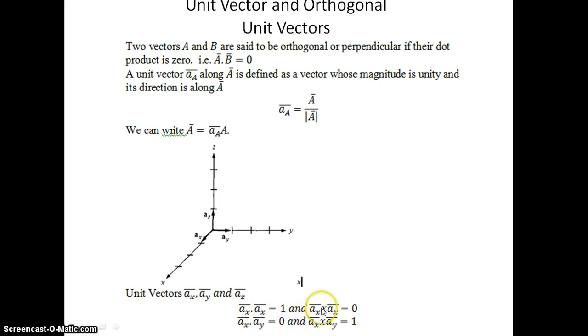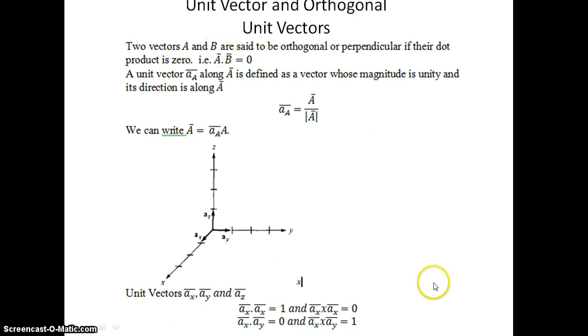When you consider Ax cross Ax, it is Ax sin theta. The angle between the two vectors is 0, so sin 0 is 0. So, Ax cross Ax is 0. Similarly, when you consider Ax and Ay, the dot product is cos 90, and cos 90 is 0. In the cross product, Ax cross Ay equals 1 because sin 90 is 1. Okay, so this is about the unit vector.